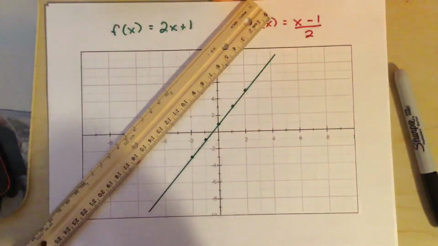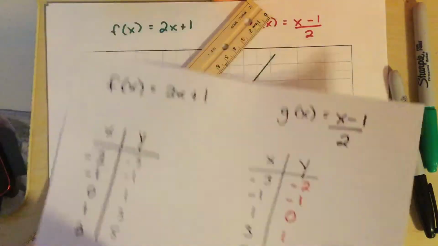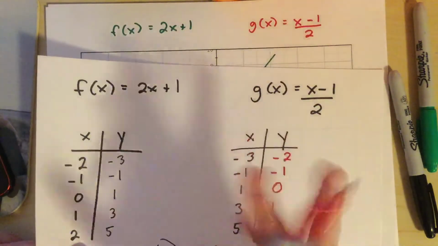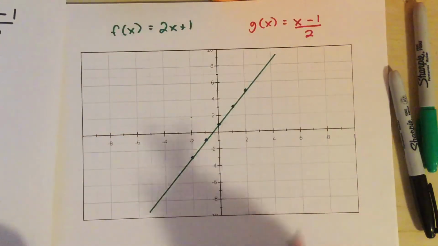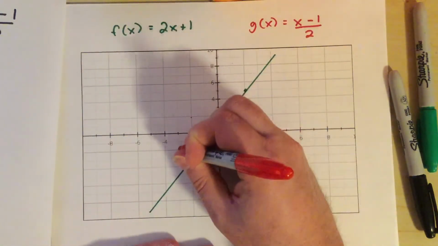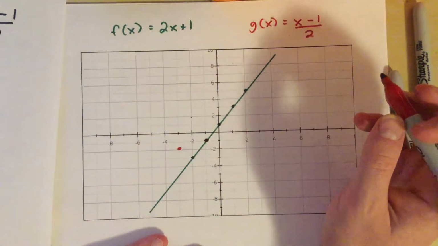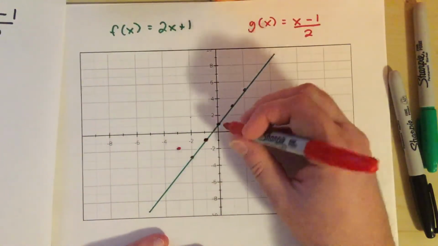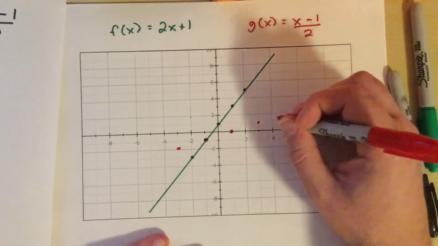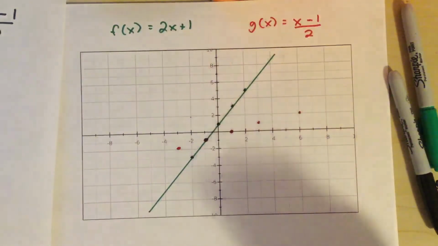Like that. And then if we were going to plot the points for the other one, really what happens is we're just switching the x's and the y's. So instead of -2, -3, we actually have -3, -2. This one's going to be the same, actually. -1, -1. Instead of 0, 1, we have 1, 0, 3 and 1, and 5 and 2.